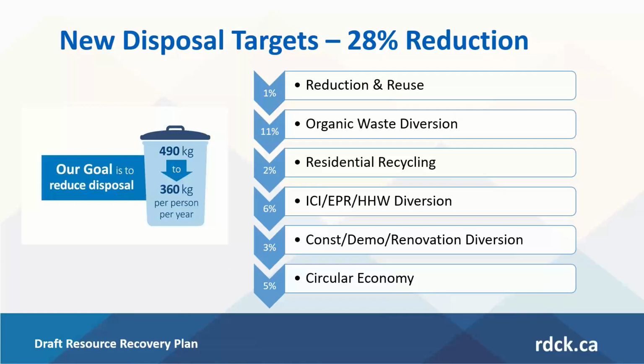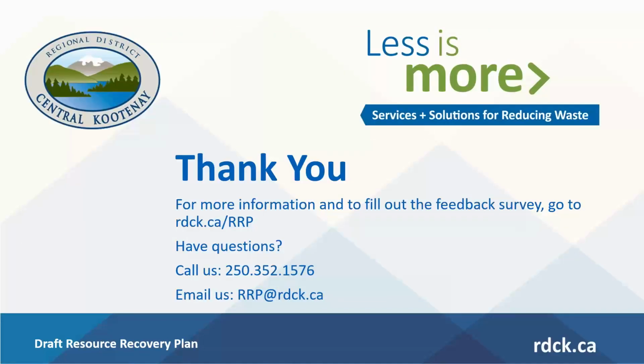With these strategies and actions in place, the plan sets a new disposal target of 28% reduction. Our goal is to reduce disposal from 490 kilograms in 2020 to 360 kilograms per person per year by 2030 through reduction and reuse, through organic waste diversion, residential recycling, institutional, commercial, and industrial recycling, EPR and household hazardous waste diversion, construction, demolition, renovation diversion, and the support for a circular economy. Thank you for listening to this presentation.